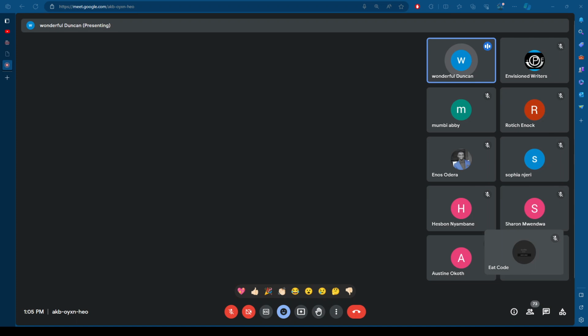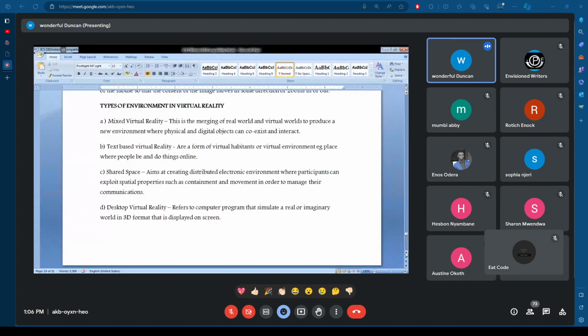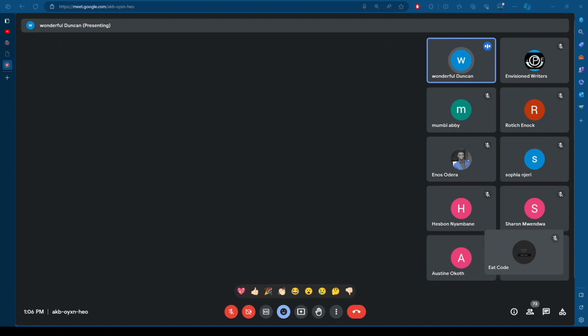Aims at creating distributed electronic environment where participants can exploit spatial properties, such as containment and movement in order to manage their communications.